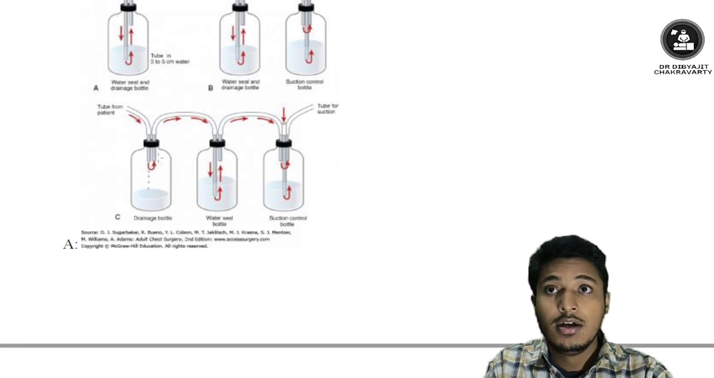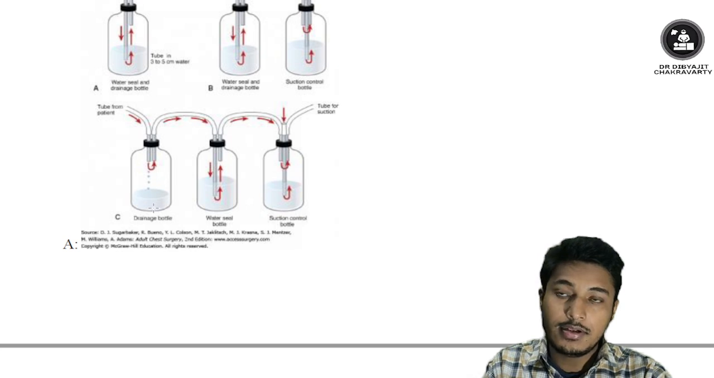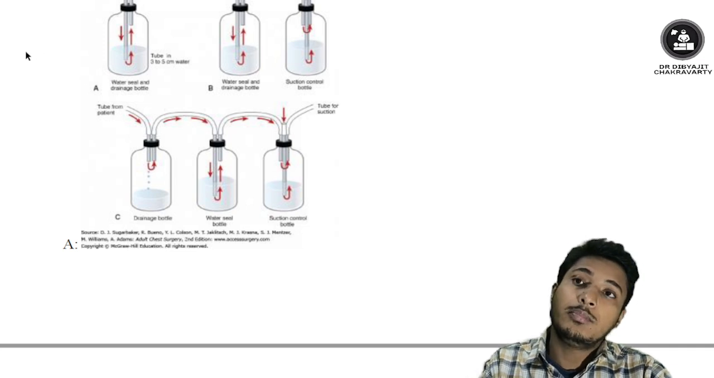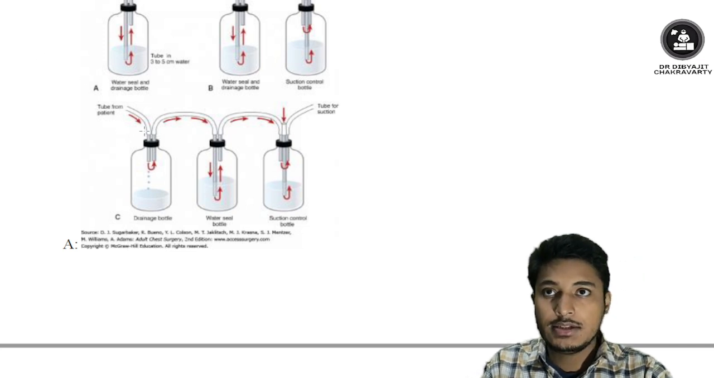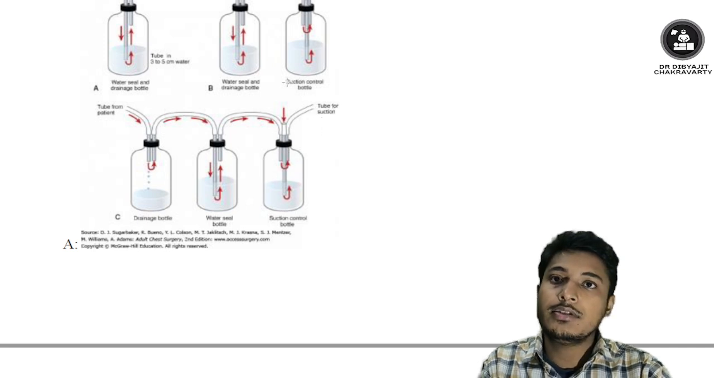Three bottle system. The benefit is that the first is used for collection, so all the collections will be here, and there is no chance of reverting back into the pleural space. And the second is the water seal proper, and third is the suction tube, and here the middle tube is also open into the atmosphere.